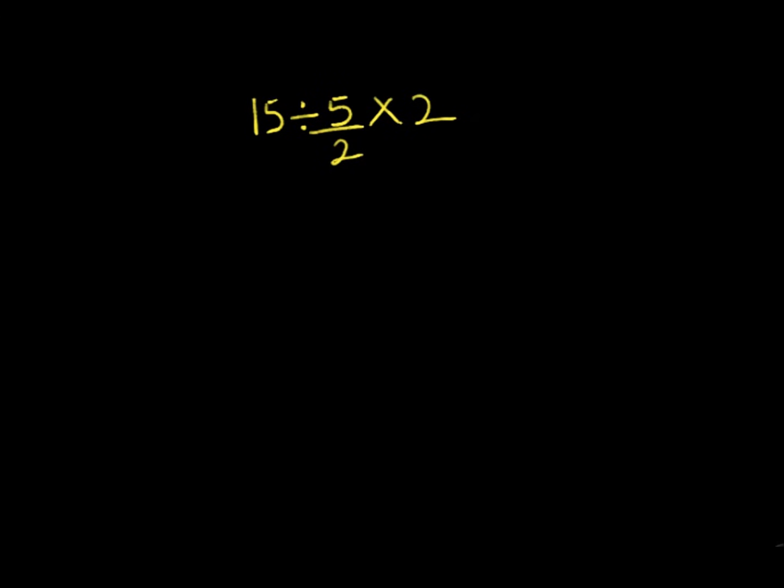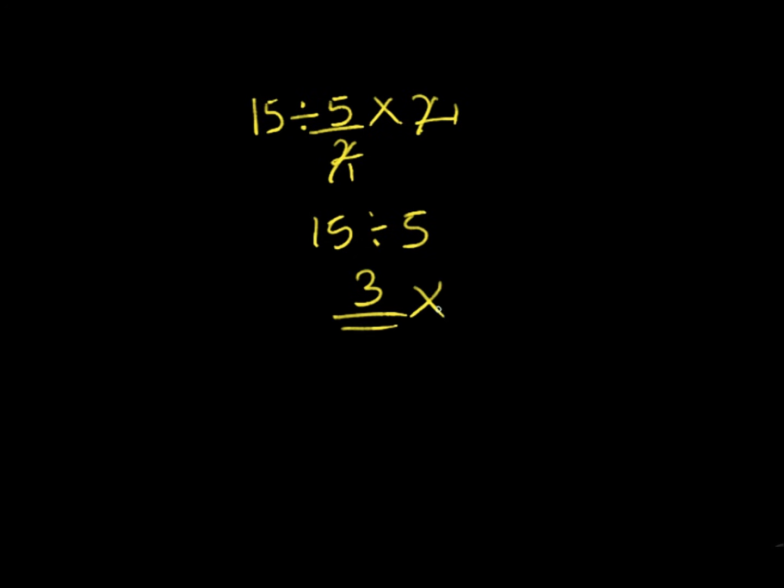15 divided by 5 over 2 times 2. 2 into here 1, 2 into here 1. We are left with 15 divided by 5. 15 divided by 5 will give us 3.